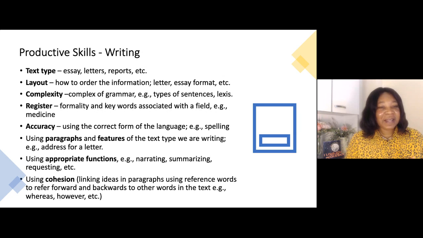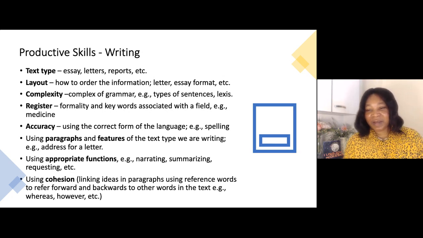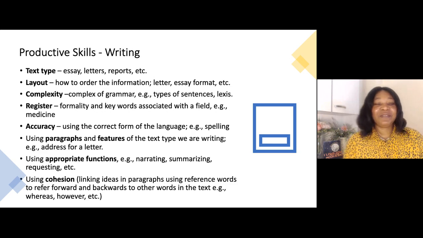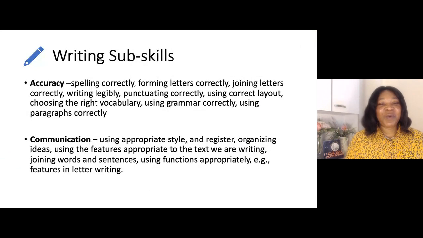So, what are you looking at? And whether you are a social studies teacher or you're an English teacher, you should be looking at the layout, the text, the complexity, the register. Sometimes you're looking at the register because you're teaching geography. You're looking at spelling, accuracy, the use of paragraphs. What are the features of the text? What kind of language is being used? If it's a letter, are the features address, salutation, and I can't remember what you do as the sign off, the closing part of the letter. So these are all important for writing.